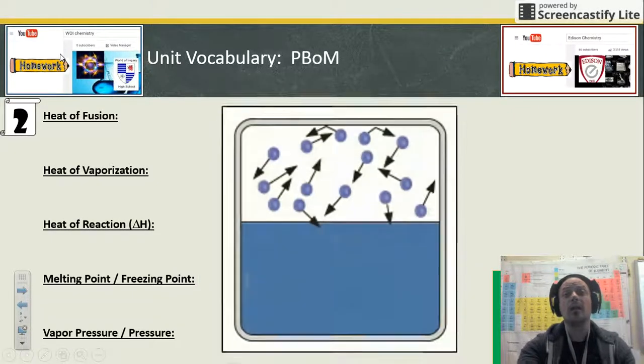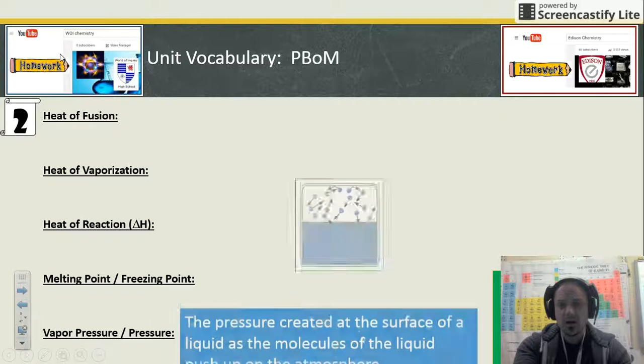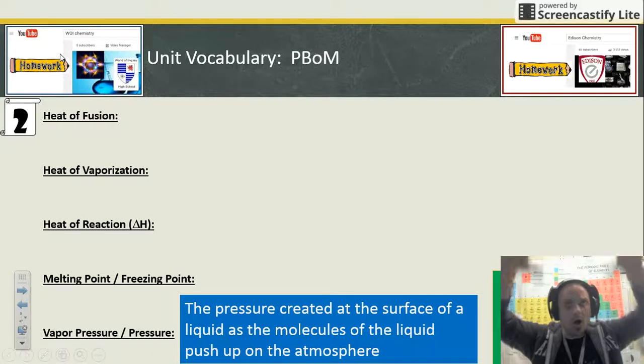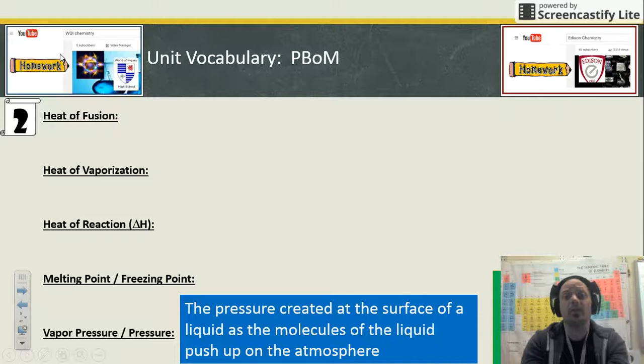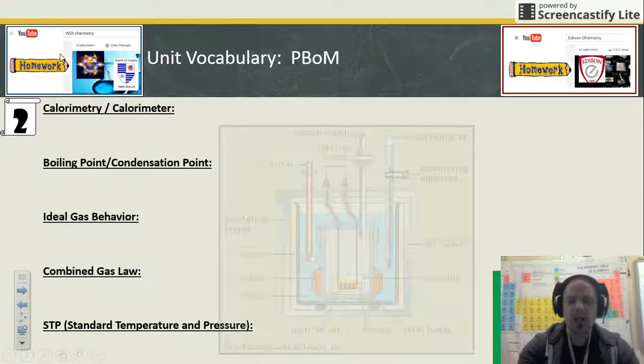So, vapor pressure, next fact. Vapor pressure is the amount of pressure that particles are exerting above a liquid. Okay, it's created at the surface, and they push up on the atmosphere. The atmosphere is always pushing down. We've learned not to feel it. Particles do feel it all the time, and so we're going to work with vapor pressure when we study boiling, normal boiling point.